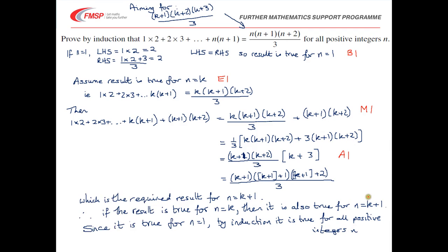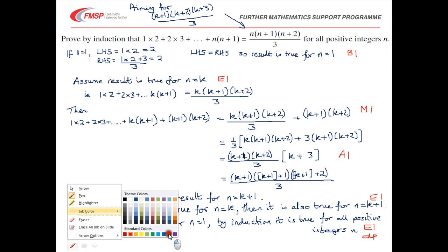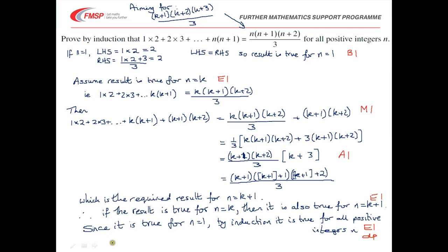1 mark for saying if the result is true for n equals k, then it's also true for n equals k plus 1, and a final explanation mark which is dependent on the previous one, to say since it's true for n equals 1, by induction it's true for all positive integers n. So that is proof by induction, and do make sure that you do plenty of practice and that you check the mark scheme and make sure that you really are putting everything in that you need.